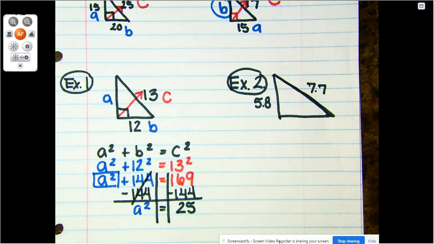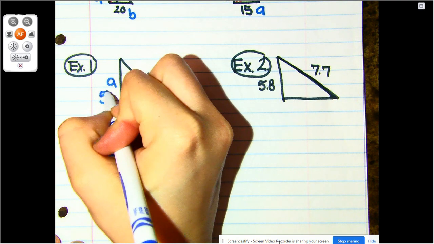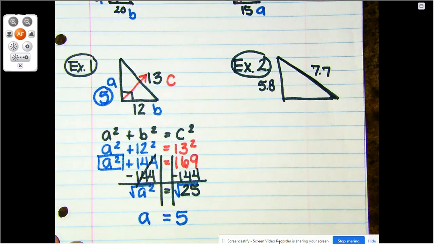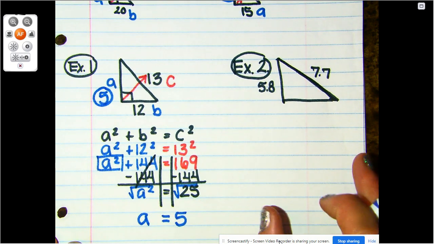I am not finished yet because this value is A squared. I just want one side length. I just want A, not A squared. So I have to take it a step further and take the square root of that number. Instead, my answer is actually 5. A is equal to 5. So the side length that I got for the answer was 5. Your last step has to be taking the square root of 25.